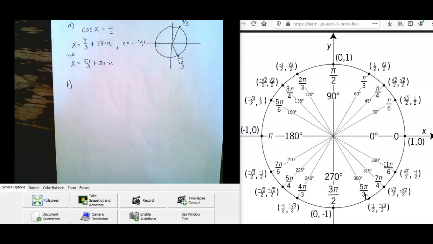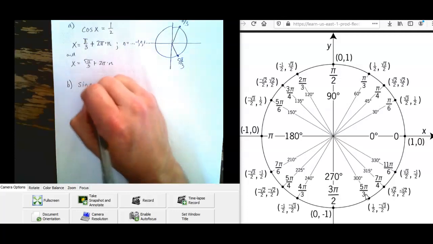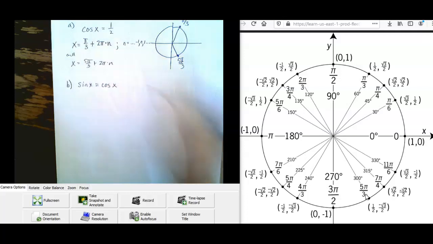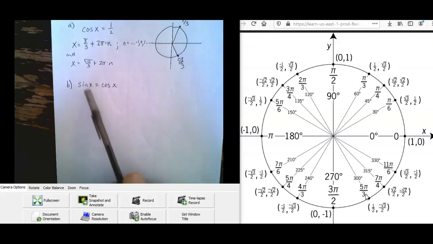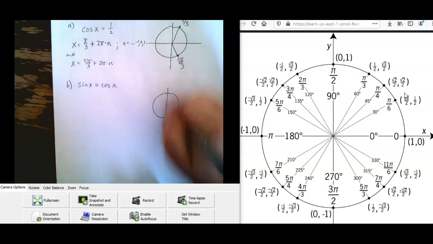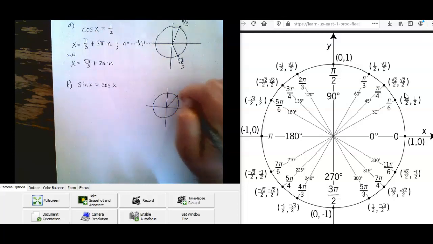All right, how about this one? Sine x equals cosine x. So here we're looking to see where the sine function is equal to the cosine function, right? So if we look around the unit circle, are there any points where the sine and cosine are equivalent to each other? Well, yes, right here. Right here we see the sine and cosine are equivalent. So we have found our solution at pi over 4.